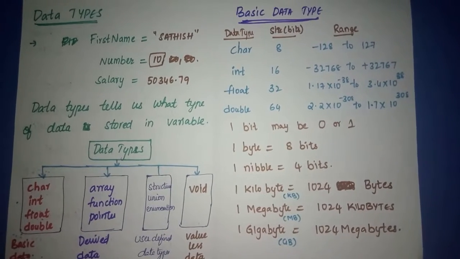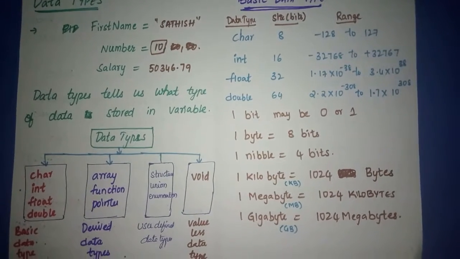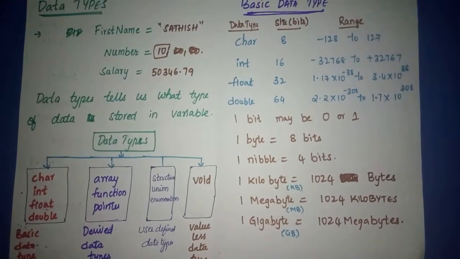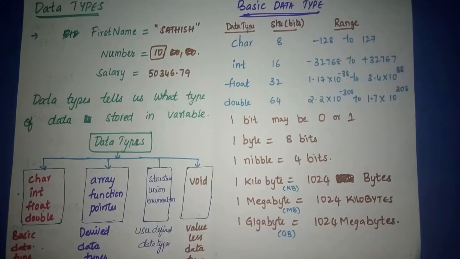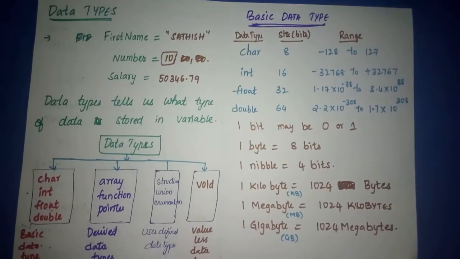So in C we have four types of data types. One we call basic data types, the next one is derived data types, next is user defined data types, and the next one is nameless or valueless data type.